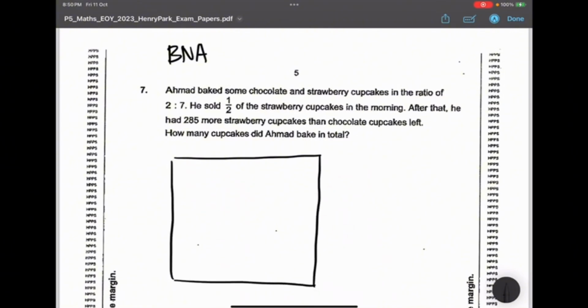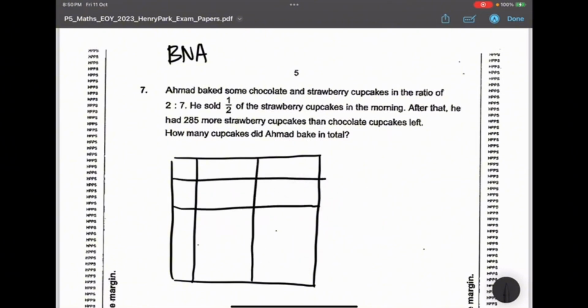Alright, our BCA table. So we will have our before, our change, and our after. And we know that we have chocolate and strawberry as our columns. Now we know that we have 2 units for chocolate and 7 units for strawberry. Now let's read sentence number 2. It says, he sold half of the strawberry cupcakes in the morning.